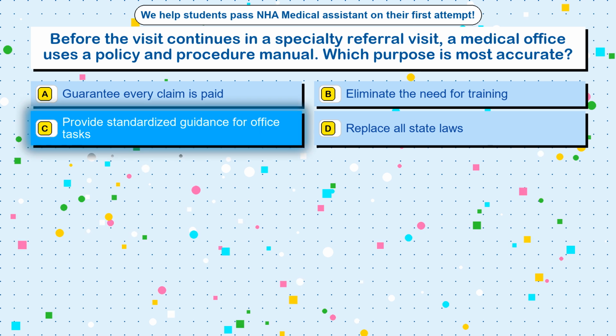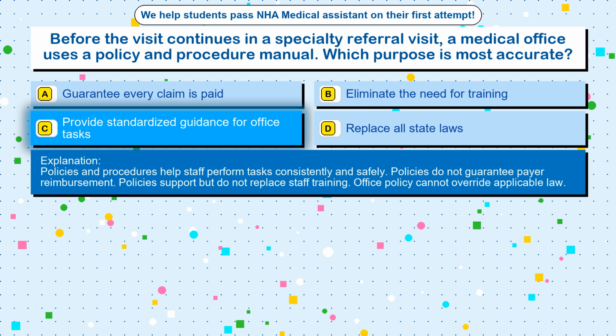The correct answer is option C. Provide standardized guidance for office tasks. Policies and procedures help staff perform tasks consistently and safely. Policies do not guarantee pay or reimbursement. Policies support but do not replace staff training. Office policy cannot override applicable law.